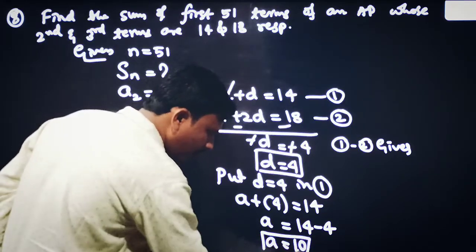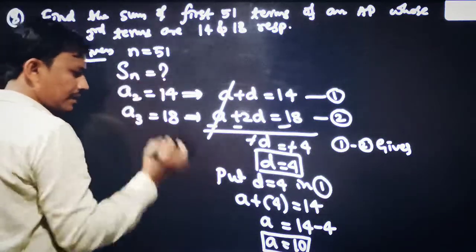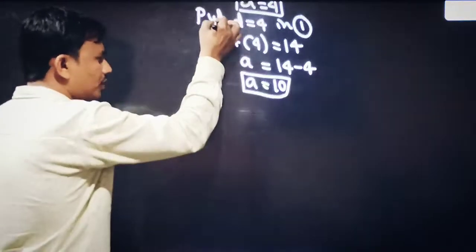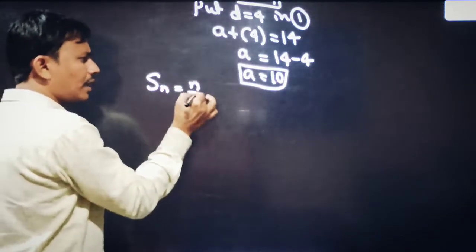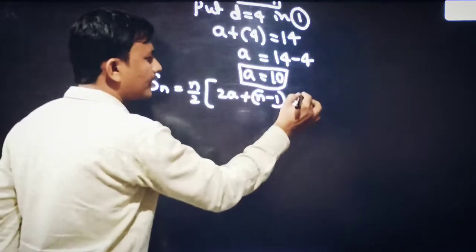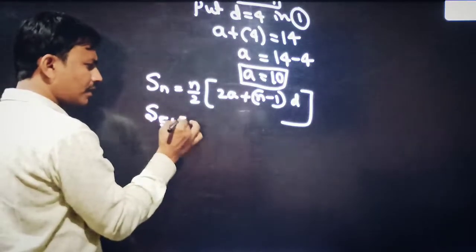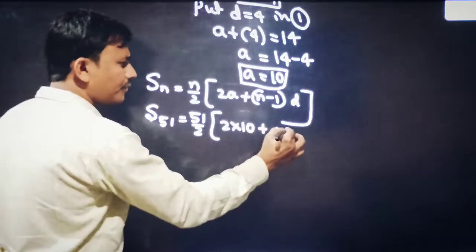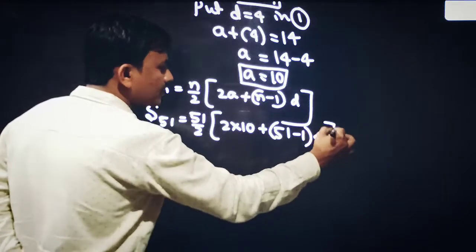We got the A value, we got the D value. What we need to find out? Yes, Sn. Sn formula. We use the other formula, because we don't know the last term. Sn is equal to n by 2 in bracket 2a plus n minus 1 into d. S51 is equal to 51 divided by 2 in bracket 2 into a plus 51 minus 1 into d value 4.